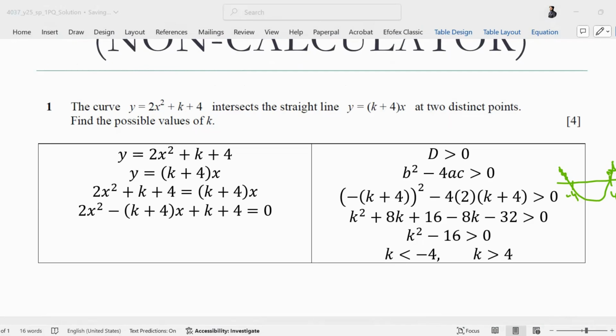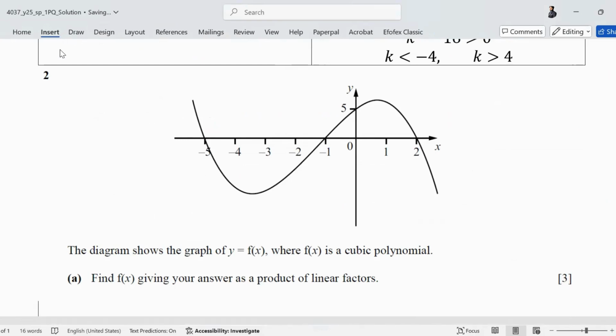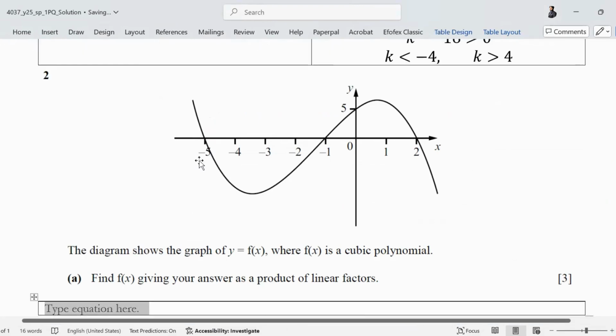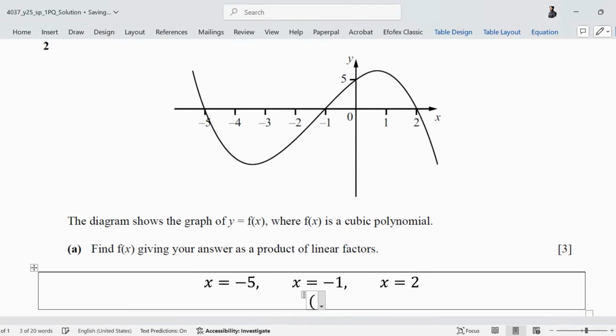Moving on to question number 2, which is regarding a cubic function or a cubic curve to be specific. The diagram shows the graph of y equals f(x), where f(x) is a cubic polynomial. Find f(x), giving your answer as a product of linear factors. Now using the roots, what are the 3 roots? The 3 roots are x is negative 5, x is negative 1, and x is positive 2. So what will be the 3 factors? x plus 5, x plus 1, and x minus 2. And the function will be f(x) is k times the entire thing.